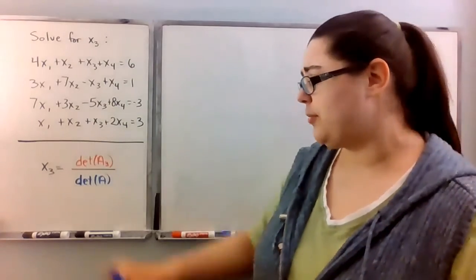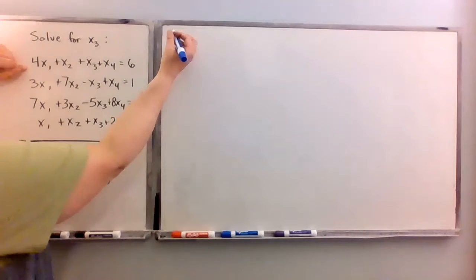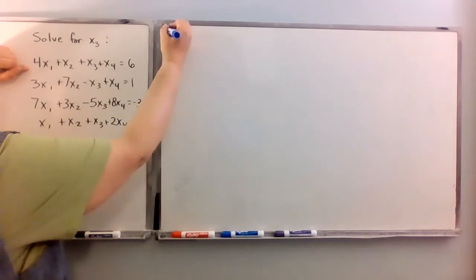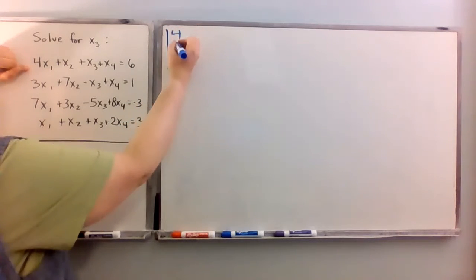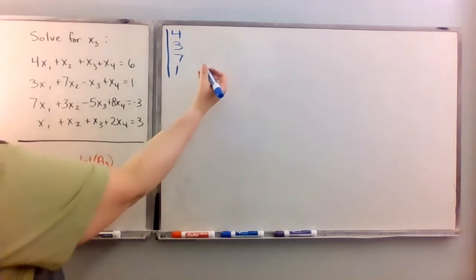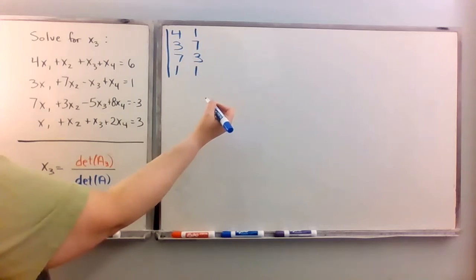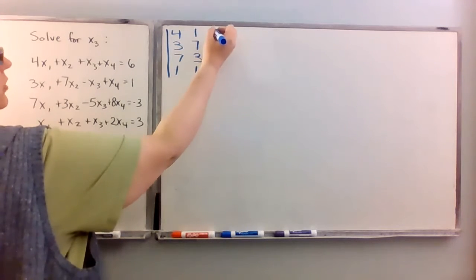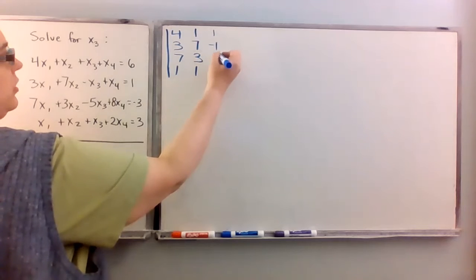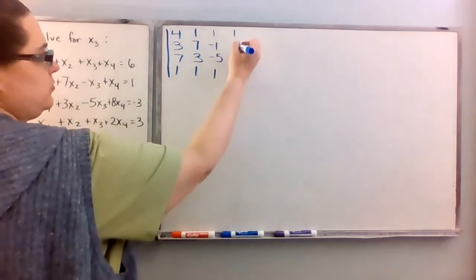I'm going to start out by writing A. Our columns are going to be 4, 3, 7, 1, then 1, 7, 3, 1, then 1, negative 1, negative 5, 1, and 1, 1, 8, 2.